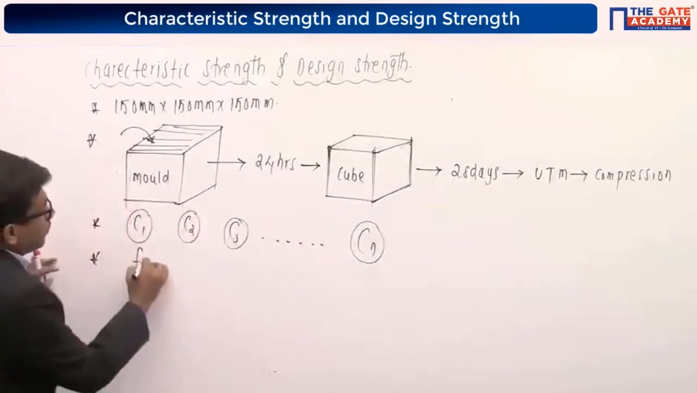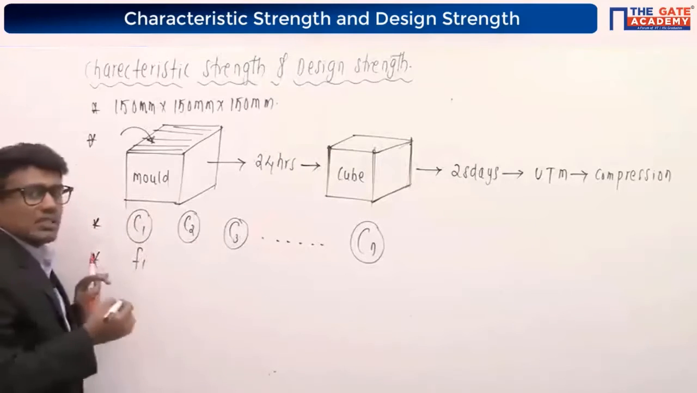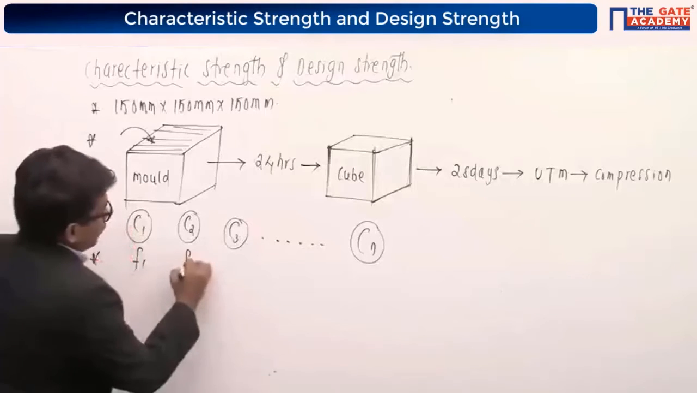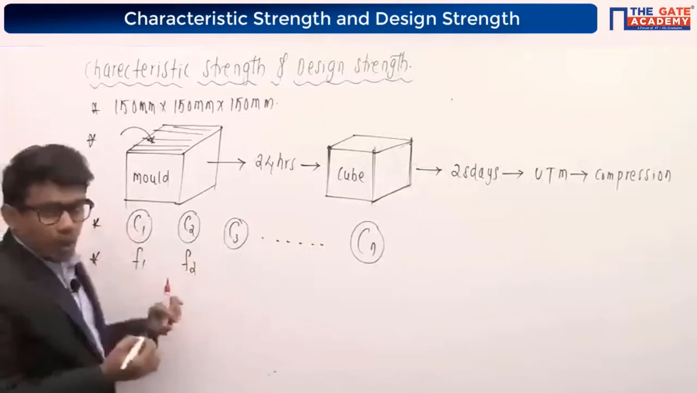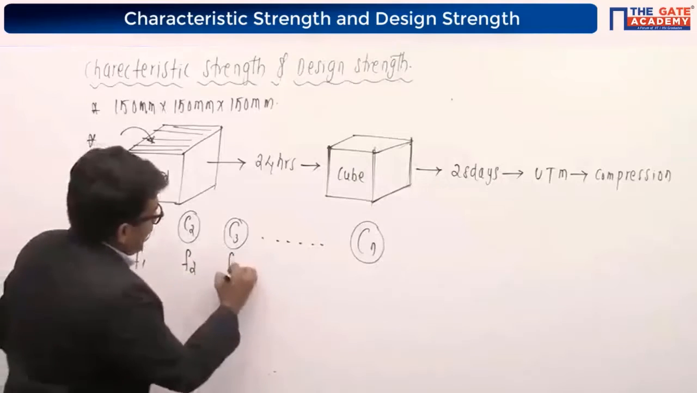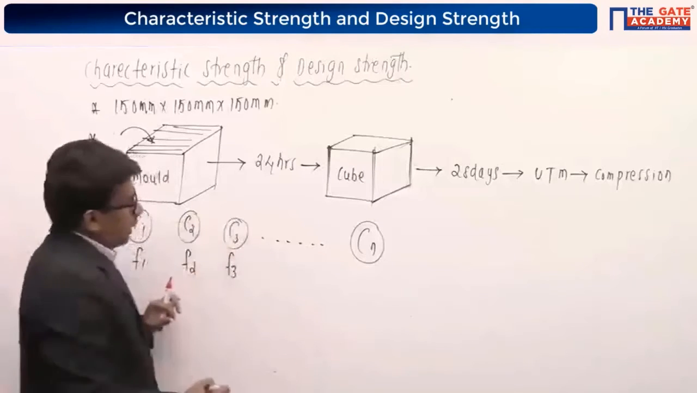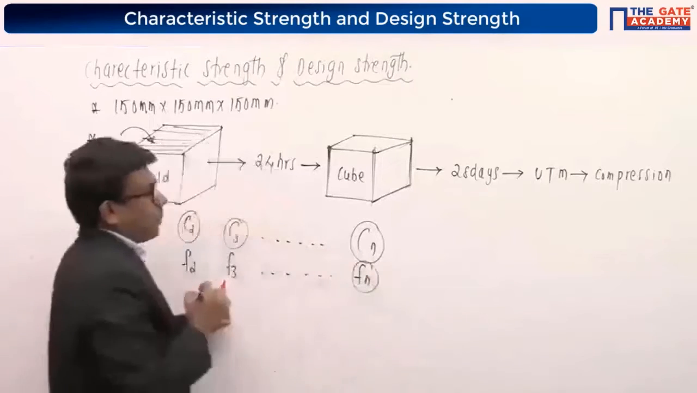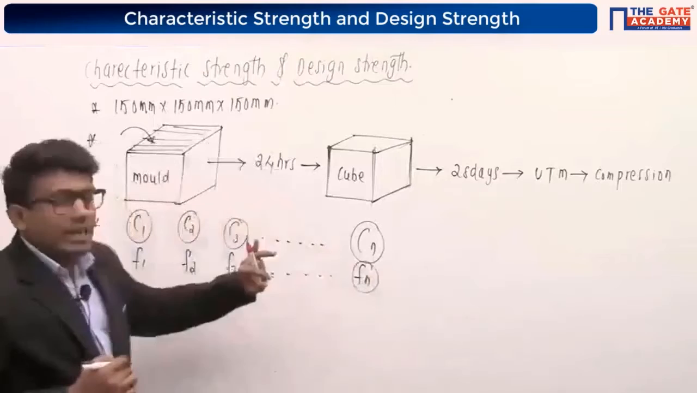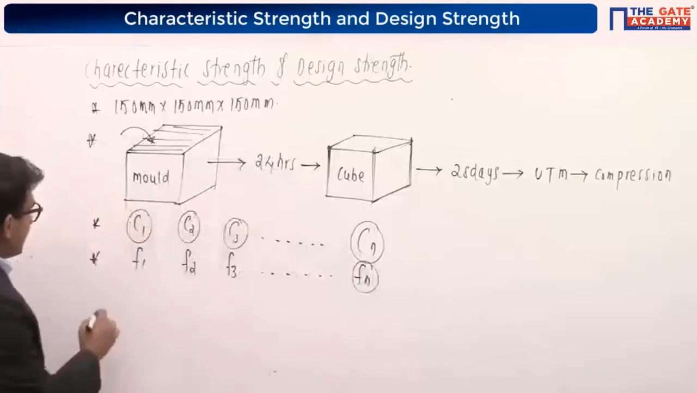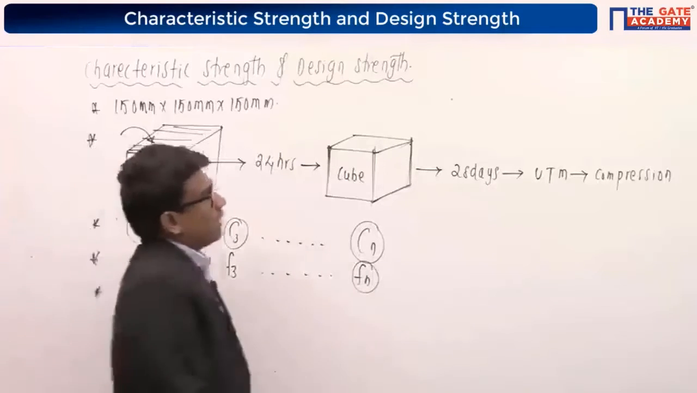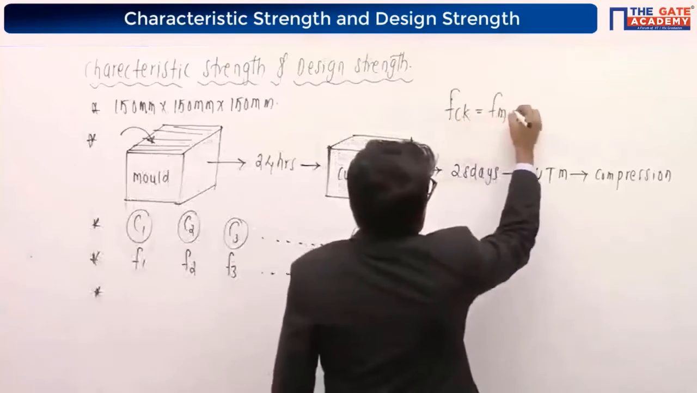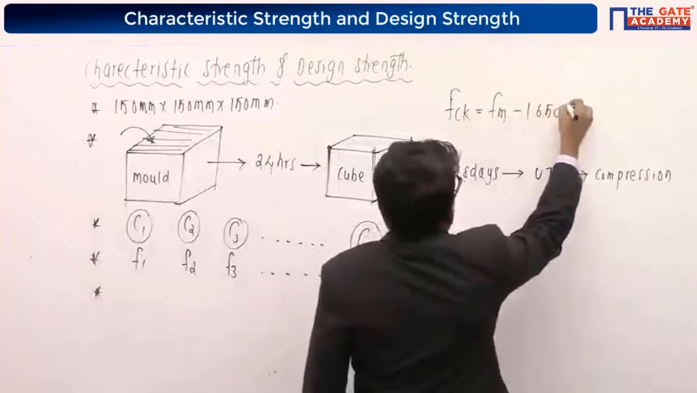Suppose F1 is the compressive strength of the concrete I obtained in cube number 1 after 28 days of curing, and F2 is the compressive strength I obtained after 28 days, and F3 is the compressive strength of the concrete cube C3, and like that Fn is the compressive strength of the concrete in the nth cube. Now, in order to find the characteristic compressive strength of the concrete, we already know the equation. What is the equation? Fck is equal to Fm minus 1.65 sigma.